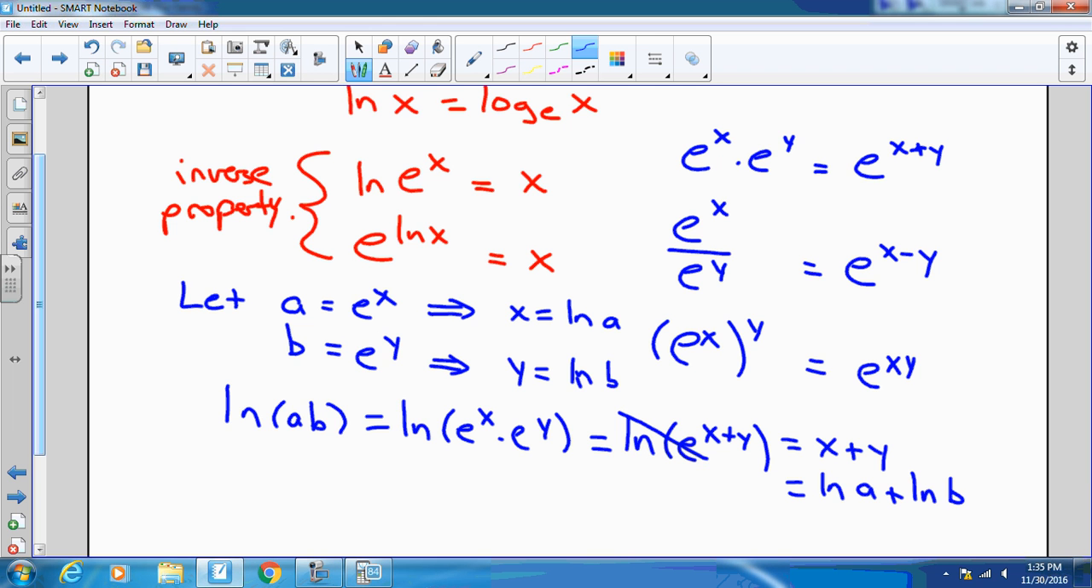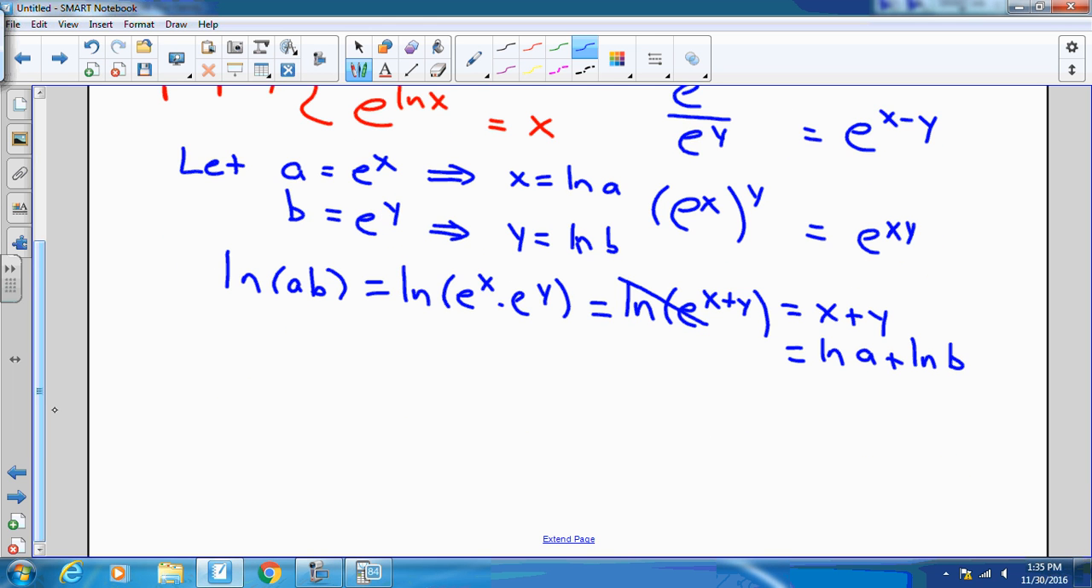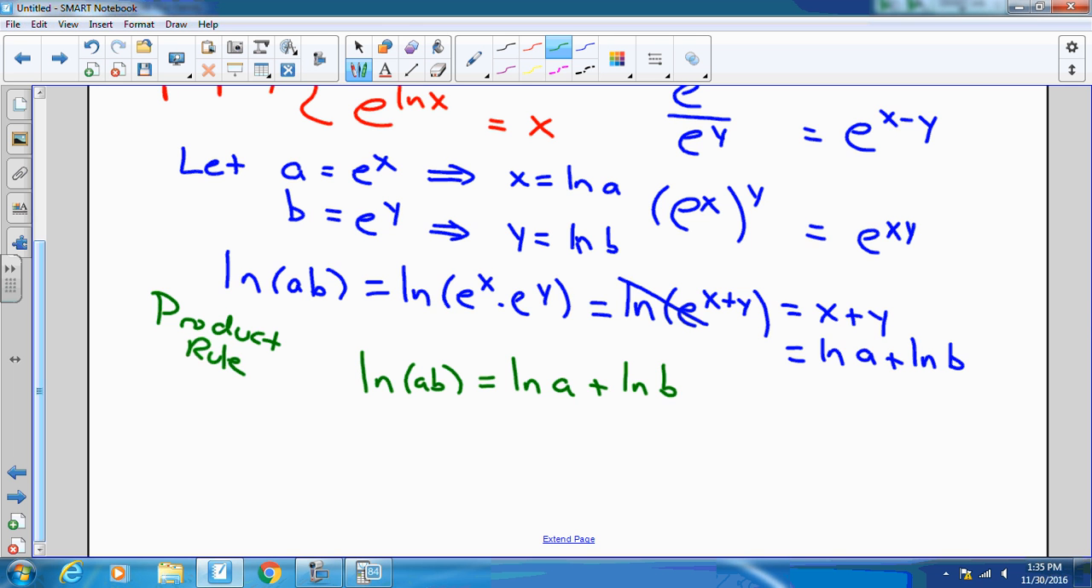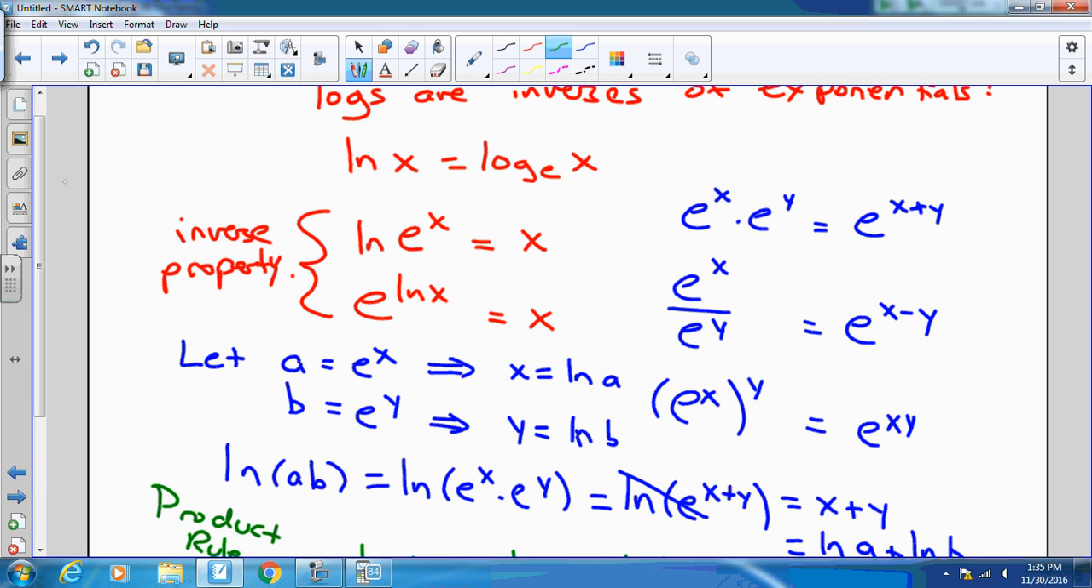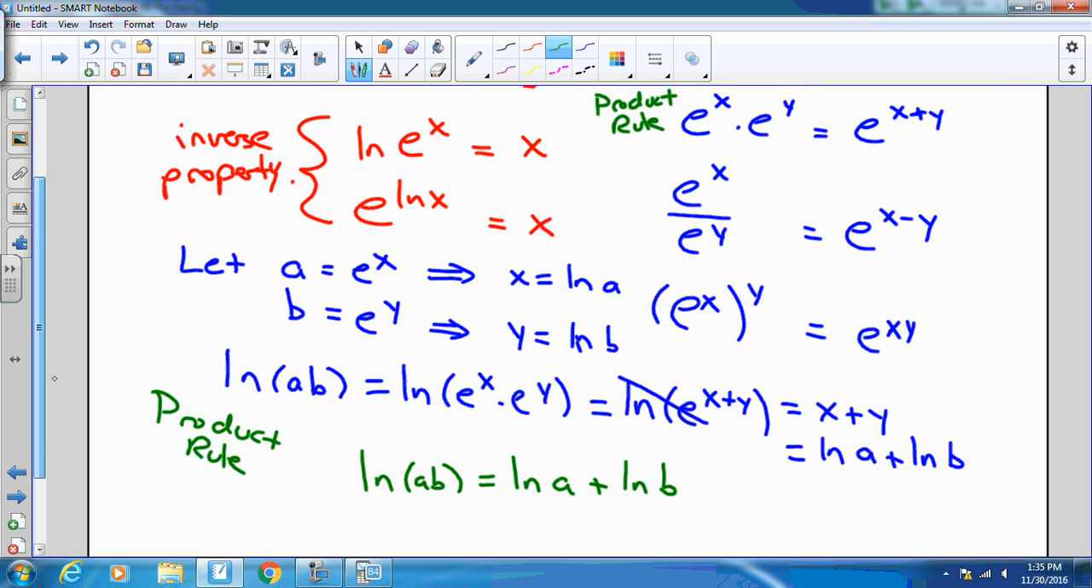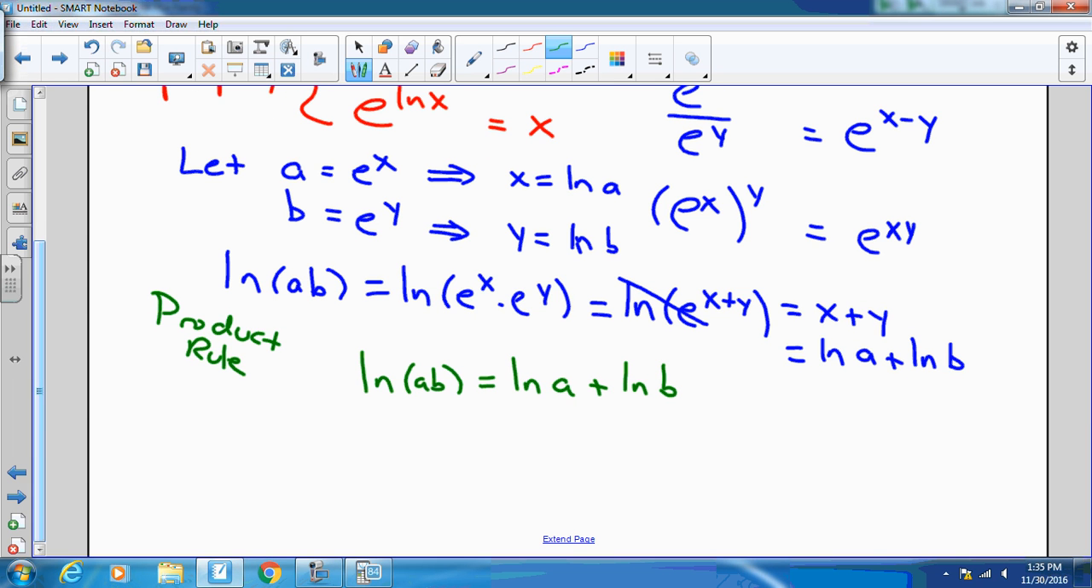And so I arrive at my first of three log properties, which is that the log of a product is the sum of logs. And we call this the product property, or the product rule for logs. And it is exactly the same mathematically as the product rule for exponents, but it is written in terms of the inverse. The log of a product is the sum of logs.